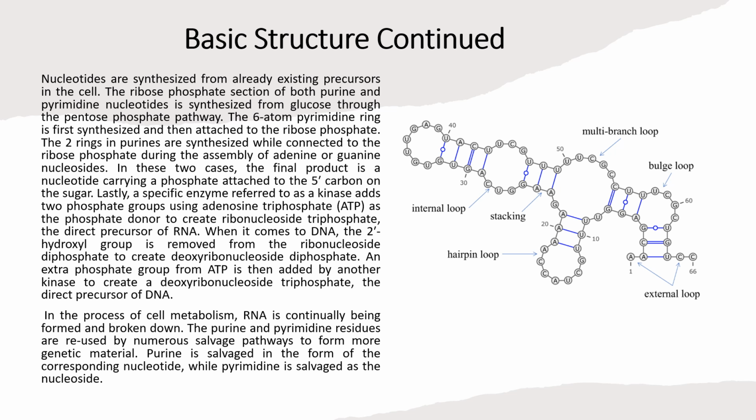In the process of cell metabolism, RNA is continually being formed and broken down. The purine and pyrimidine residues are reused by numerous salvage pathways to form more genetic material. Purine is salvaged in the form of the corresponding nucleotide, while pyrimidine is salvaged as the nucleoside.